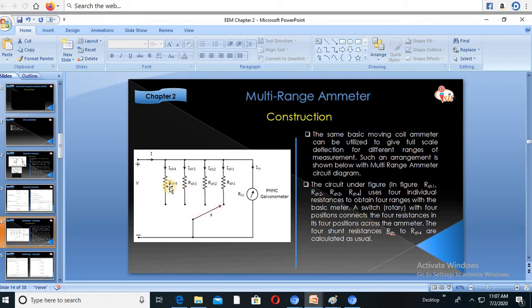If you want to choose 10 ampere, then we can select RSH1. If you want to choose 40 ampere, then we can select RSH4. This is a rotary switch, which selects the ranges. If the customer requires the 30 ampere range, then the switch is connected to RSH3.